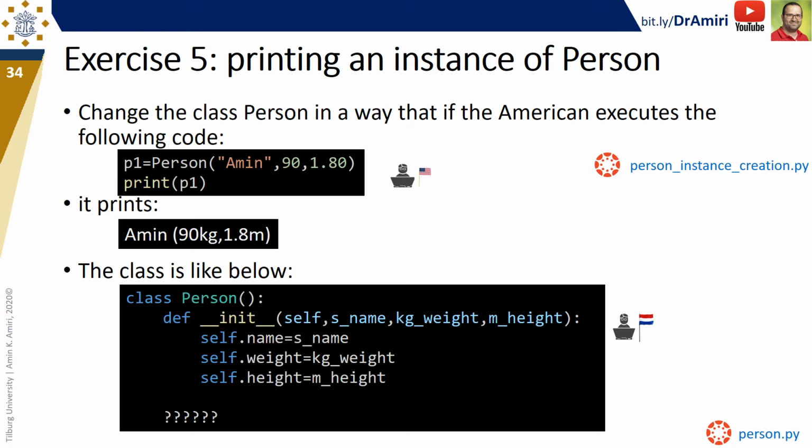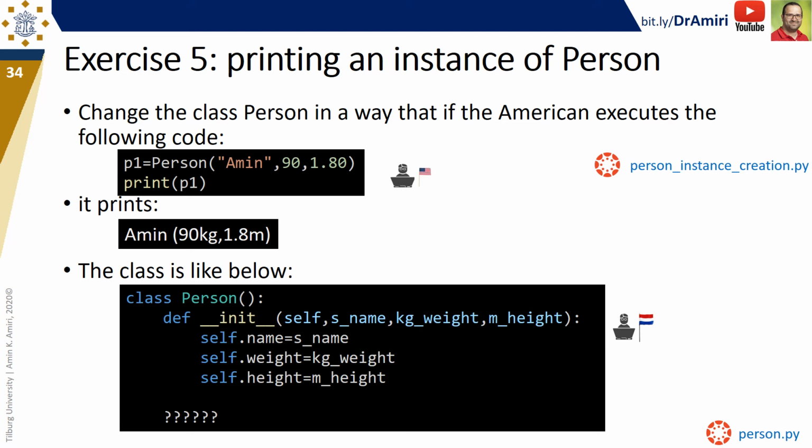So pause here for a minute or two to do this exercise. You want the instances of the class Person to be printed using a print function, and the output must be the name of the person, then a parenthesis, then the weight, and kg that stands for kilogram. And after that a comma, then 1.8, for example, which is the height of that person, and after that m, which stands for meter, and then another parenthesis. So how would you do that?